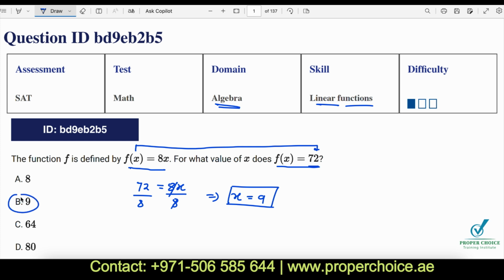This is one way. Another way, you can replace the values of x here and multiply that one with 8. So whichever value of x gives you a multiplication with 8 as 72, that will be your choice. You can do it either way as well.